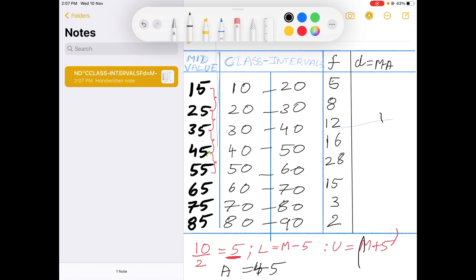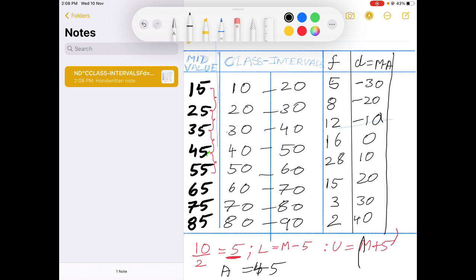For the first one, it will be 15 minus 45, which is minus 30, 25 minus 45, which is minus 20, 35 minus 45, which is minus 10, 45 minus 45, 0, 55 minus 45, 10, 65 minus 45, 20, 75 minus 45, 30, and 85 minus 45, 40. Now, in the step deviation method, I can calculate d dash is equal to d divided by 10. So minus 3, minus 2, minus 1, 0, 1, 2, 3, and 4.